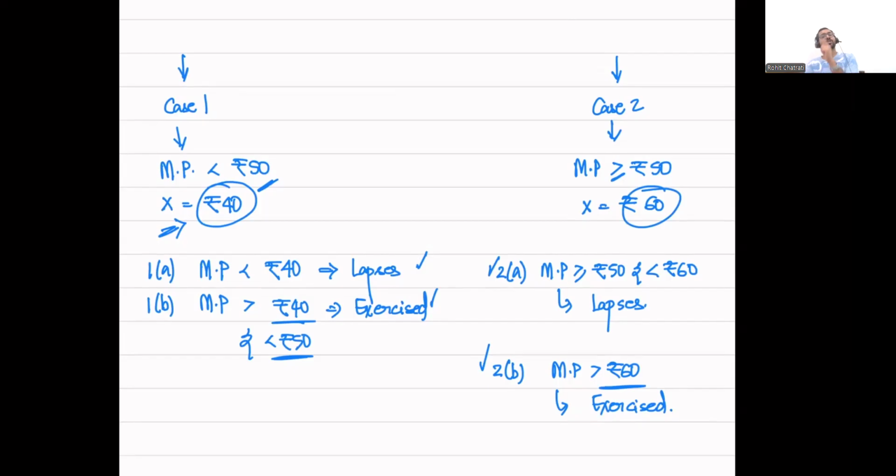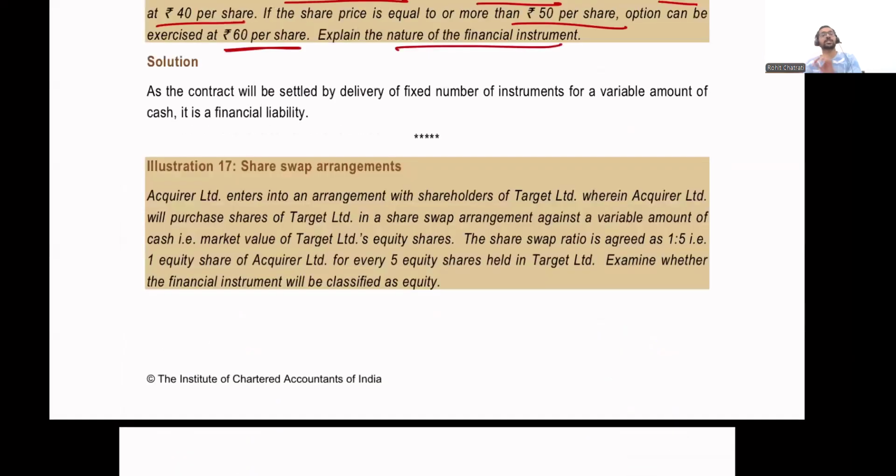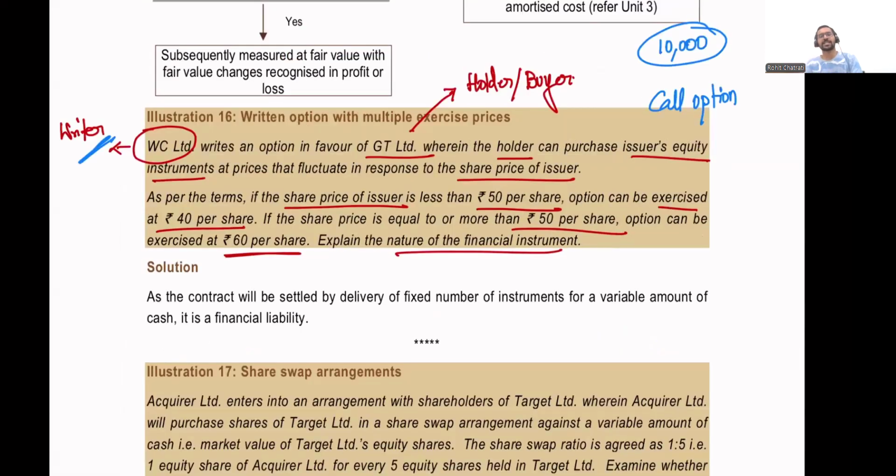Although it has an obligation to deliver a fixed number of equity shares, the amount of consideration that it will receive is dependent on the market price prevailing at the time of exercise of the option. If the market price is between 40 and 50, it will receive a price of 40 per share. If the market price exceeds 60, it will receive 60 per share. So the amount of consideration is based on the fluctuation of market price, and therefore it does not meet the fixed for fixed test, and hence we will be considering this as a financial liability.